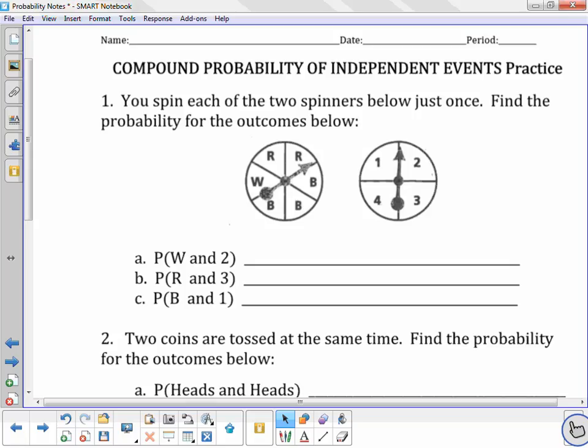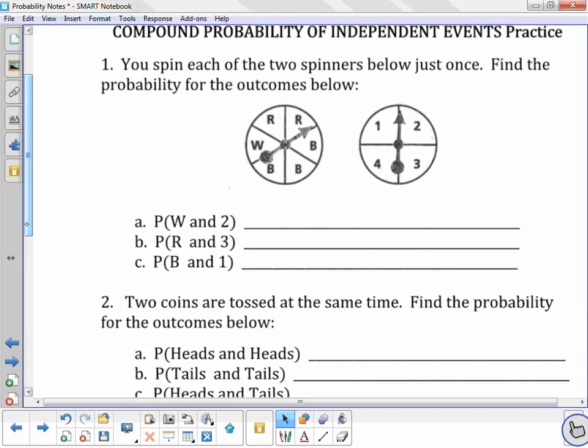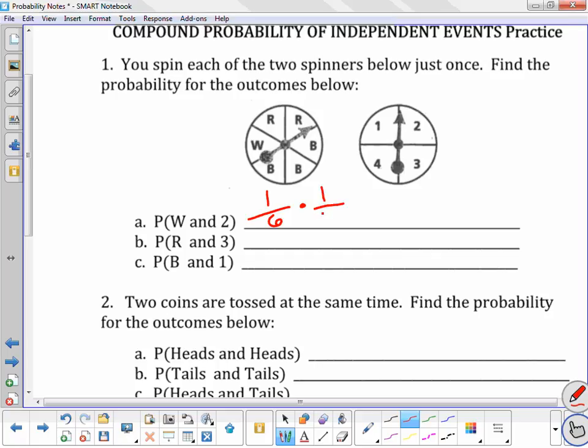So, number 1, you spin each of the 2 spinners below just once, find the probability for the outcomes below. So you're looking at letter A, the probability of W, and the probability of 2. So the probability of W is 1, 2, 3, 4, 5, 6. There's 6 outcomes. There's 1 W. And you're going to multiply that by the probability of the 2. There's 1, 2, 3, 4 outcomes.